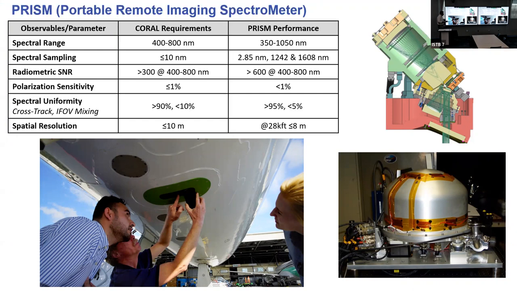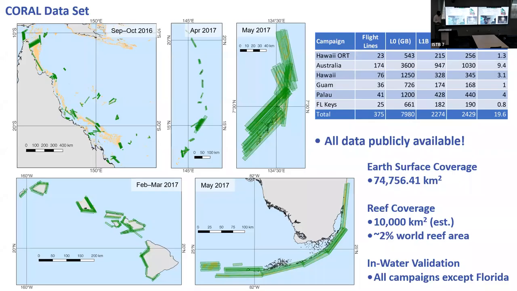There's all the sensor specifications. Again, Great Barrier Reef, Hawaii, Marianas, Palau, and then Florida. Timeframe 2016, 2017. We have terabytes and terabytes of data, all publicly available. I can point you to it if you want it. We got about 2% of the world's reef area, is what I estimate.